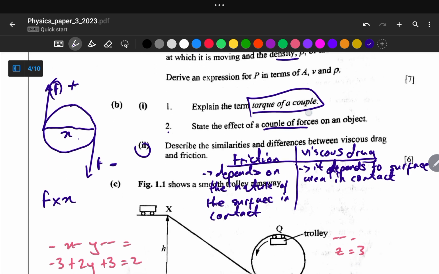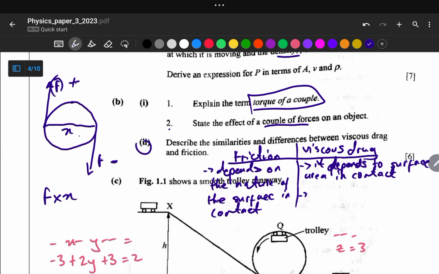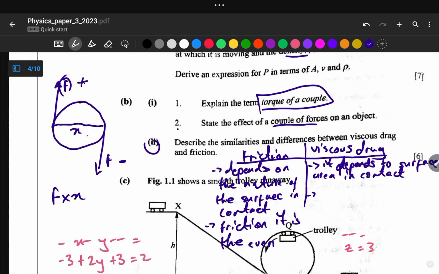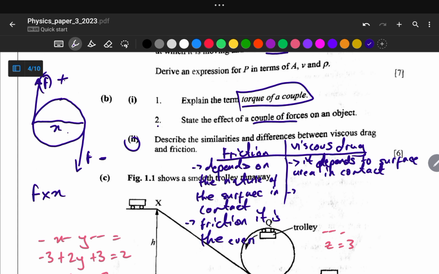And then there's another difference: friction is there even for a stationary object, but viscous drag depends on the speed of the moving object. So it is 0 when the object is stationary, but frictional force is there even when the body is stationary. Okay, so these are the differences between frictional force and viscous drag.